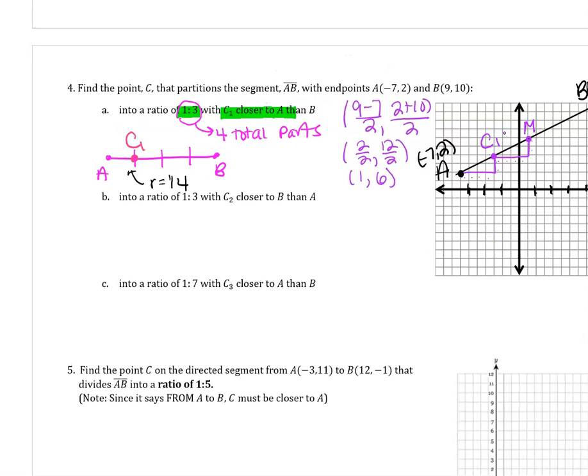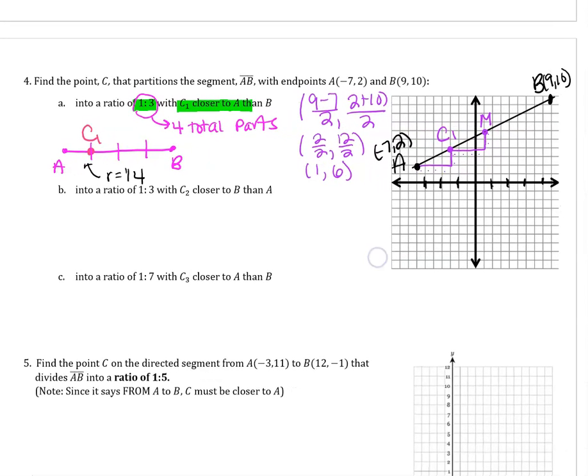So that's at essentially the quarter mark. Now I can do the same thing by continuing this rise over run pattern to figure out the ratio of 1 to 3 where C2 is closer to B. Okay, so over 1, 2, 3, 4.